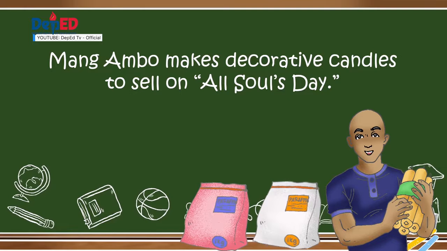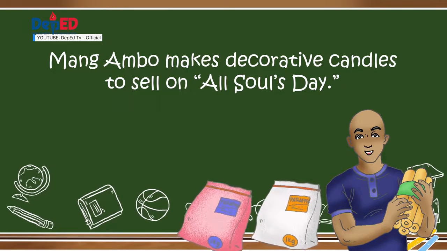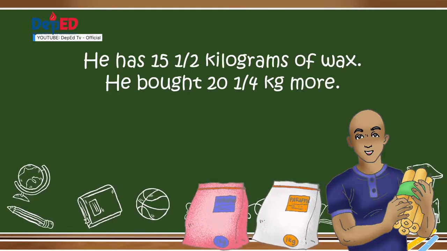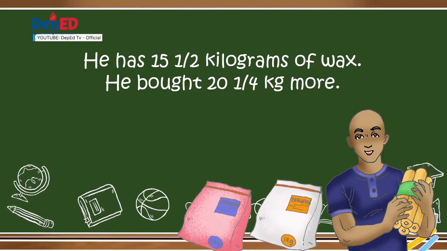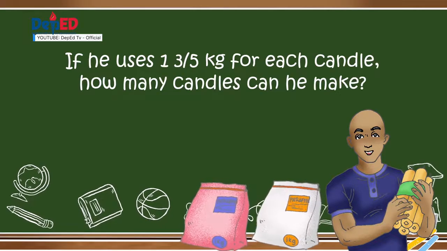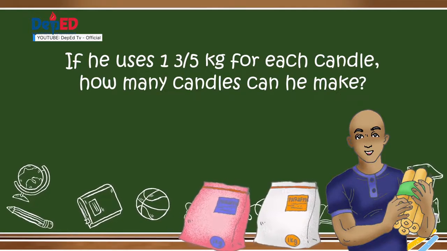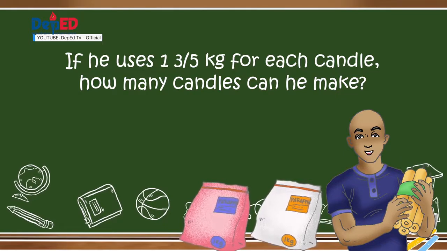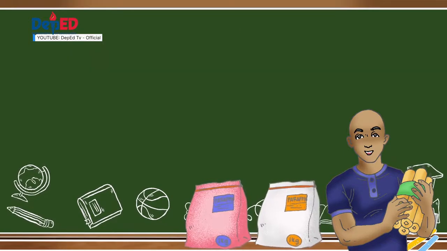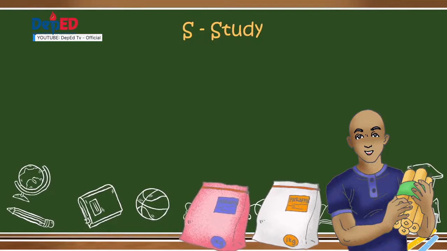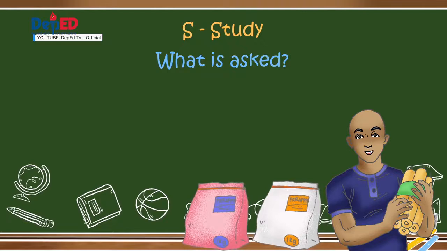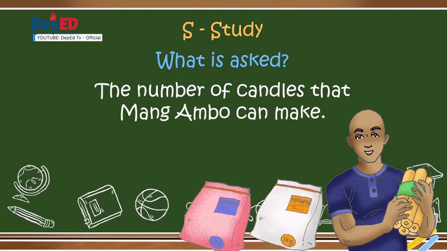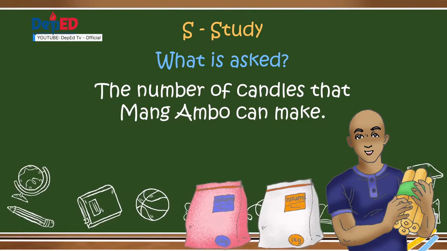Mang Ambo makes decorative candles to sell on All Souls Day. He has 15 and 1/2 kilograms of wax. He bought 20 and 1/4 kilograms more. If he uses 1 3/5 kilogram for each candle, how many candles can he make? Let's study first the problem. What is asked? You are correct. The number of candles that Mang Ambo can make.